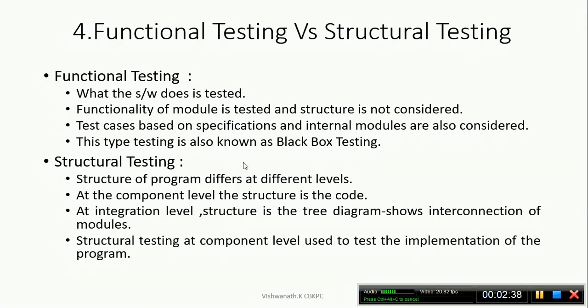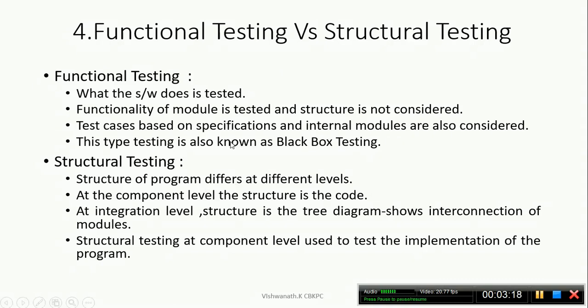What is the use of functional testing here? Functional testing is used to check the functionality of an application or of a module. We concentrate only on the functionality of the application. We are not going to consider the structure of a module or application. Most importantly, the test cases are based on specification, and the internal models are also considered. This is also called black box testing. These points are more than enough, just remember them.